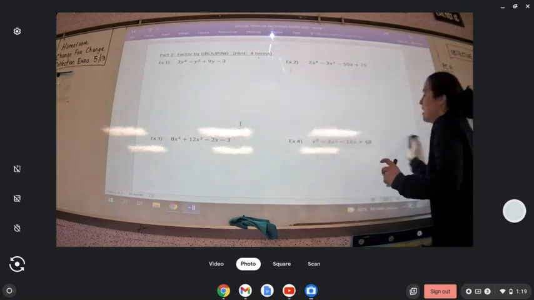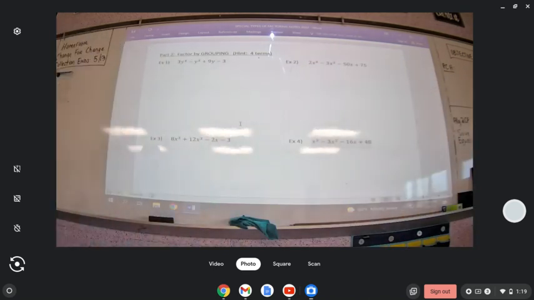Now, truthfully, some Algebra 1 teachers will teach you to factor quadratics this way, by grouping. I don't believe it. I don't think you should have to do this unless you absolutely have to. I am a firm believer in the guessing and checking that I taught you. But this is a method called factor by grouping.